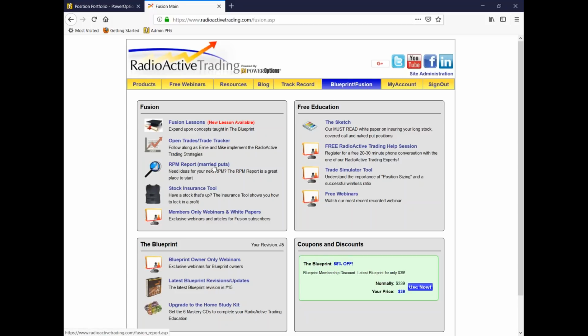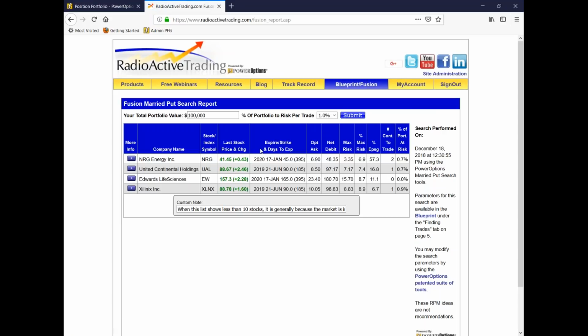But I'm just going to go to the Married Puts RPM report. I want to see what new positions come up here for the fusion positions. All right, so we've got 4 that came up. NRG, currently at 41.45, and this I believe is on delayed data. So if I was entering a properly structured radioactive trade, I'd purchase NRG at 41.45, buy the January 45 put for about 690, maybe get a little bit better at midpoint. Total debit would be 48.35 into the position, a risk of 6.9% on the trade.